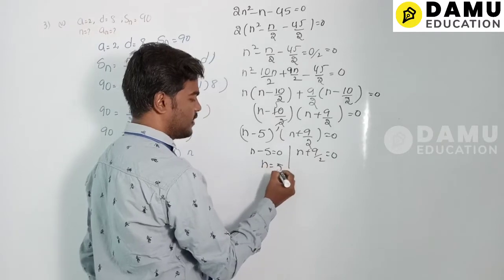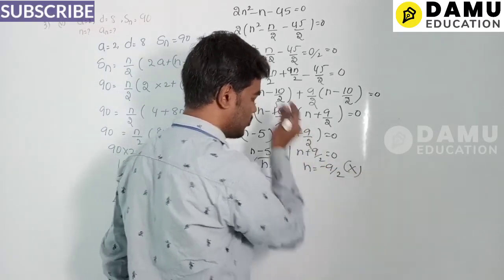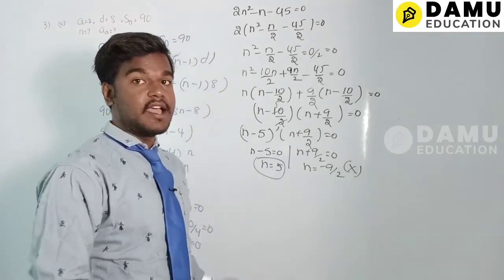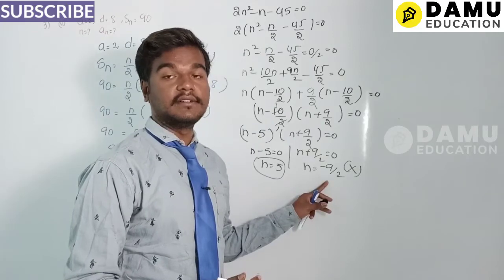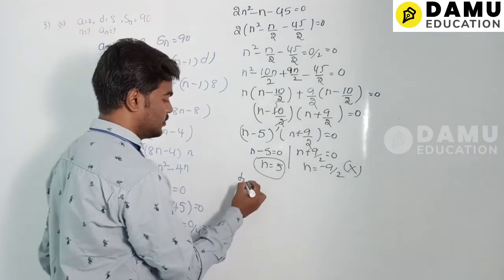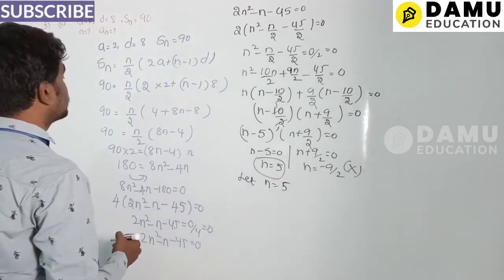So n is equal to 5, the number of terms. Then n is equal to minus 9 by 2. It cannot be, because n cannot be negative, so we should not take negative numbers here. So let n be equal to 5.